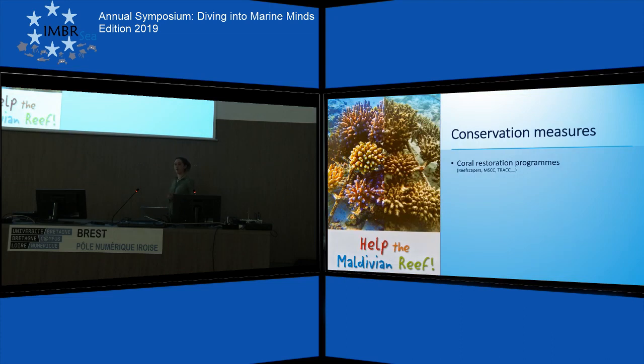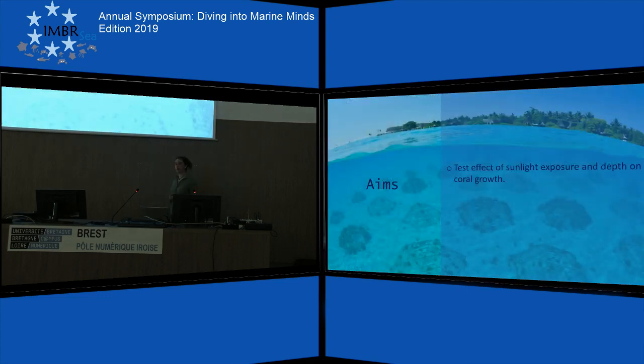Restoration programs are implemented all around the world by various organizations. We can find different setups of land or in situ nurseries, and various methods are used such as ropes, boulders, or frames. However, often those organizations don't really have time to conduct quantitative analysis on their results, but assessing their performance is crucial to be able to increase the global efficiency. So this is what this program aimed to do, to test and quantify the effects of sunlight exposure and depth on coral growth, to be able in the long term to provide some guidelines for restoration programs.